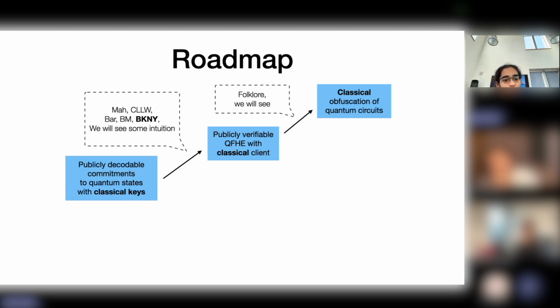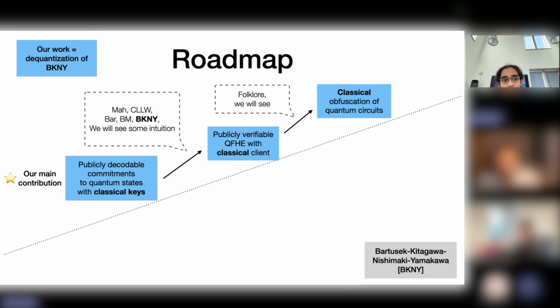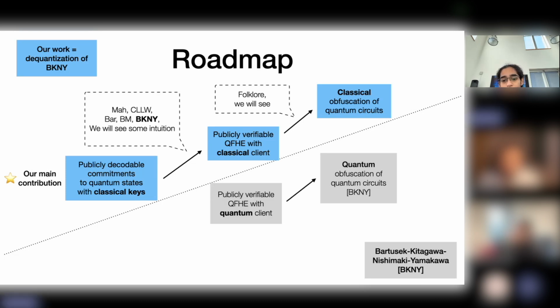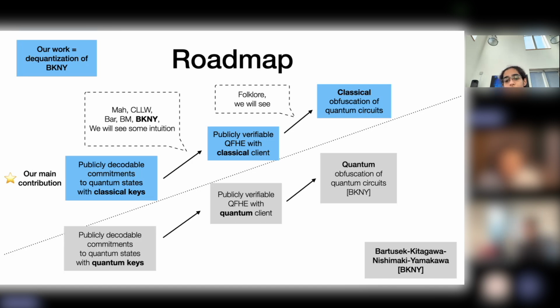But this transformation is not at all obvious. It's a result of a long line of work culminating in VCanY. I'll give you some intuition, but I won't focus too much on the details. Our main contribution is to construct this object, the commitment scheme. Our work should really be viewed as a dequantization of this previous work, VCanY, who constructed quantum obfuscation for the same class of circuits. They did this by constructing publicly verifiable QFHE, except that the client had to be quantum as well. They were able to do this by constructing these commitment schemes, but the keys that the first party sends are quantum. So really, we're trying to dequantize VCanY.